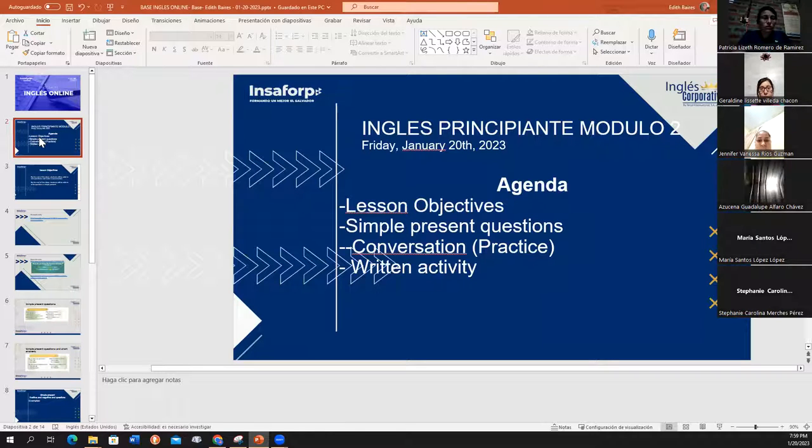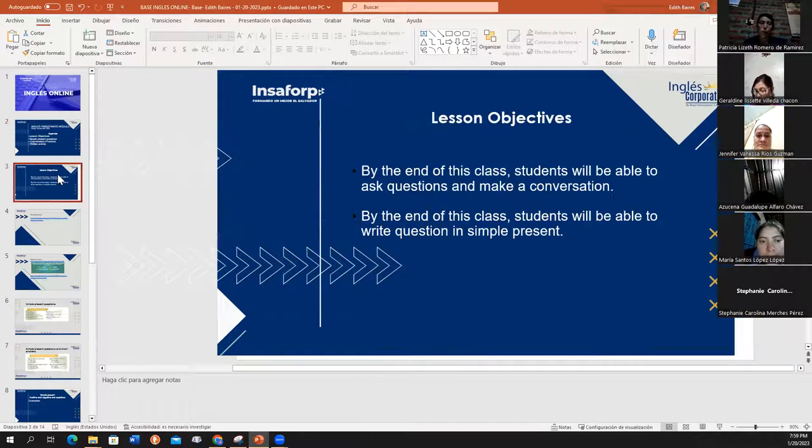Okay, the agenda for today, we have the lesson objectives, simple present questions. Today we are going to practice how to make questions with simple present. And at the end, of course, you will be able to make a conversation. So the objectives, by the end of this class, a student will be able to ask questions and make a conversation using the simple present. Also, you will be able to write equations in simple present. I guess you already did that because of the homework that you have.